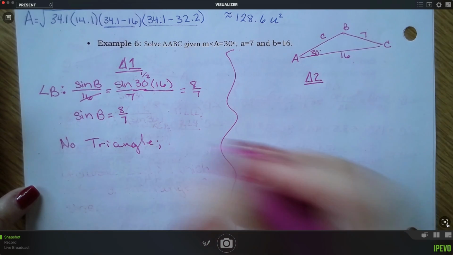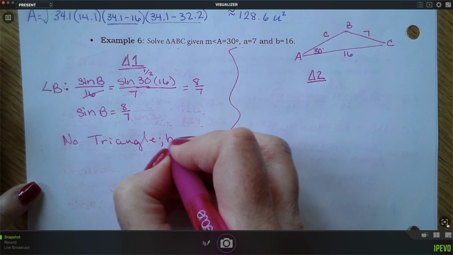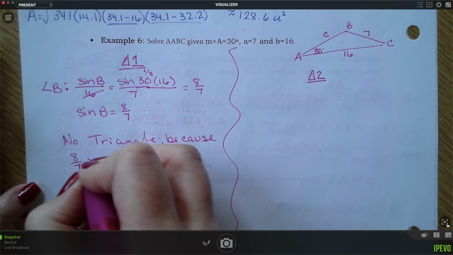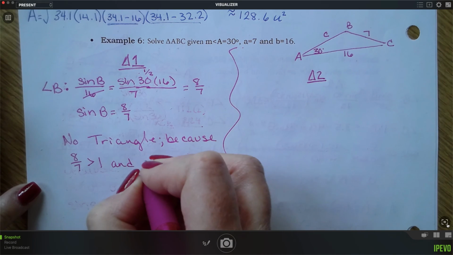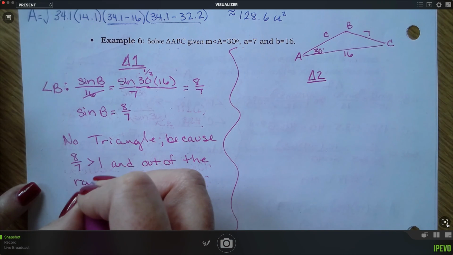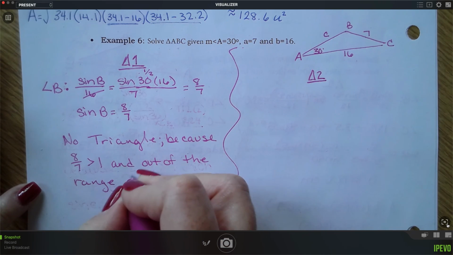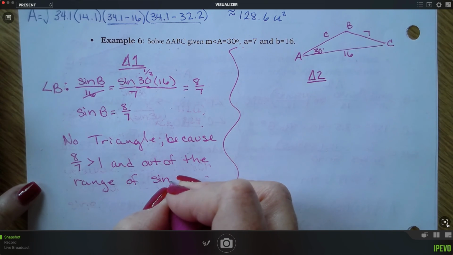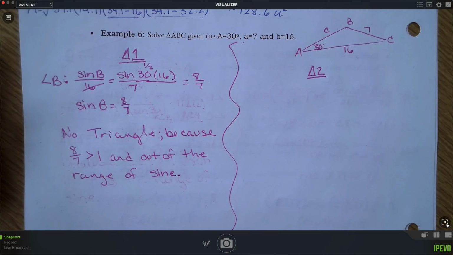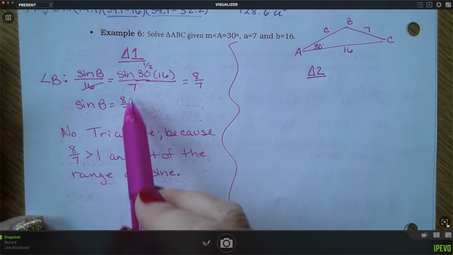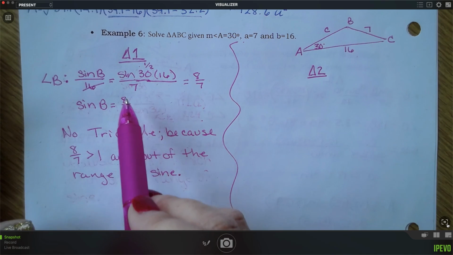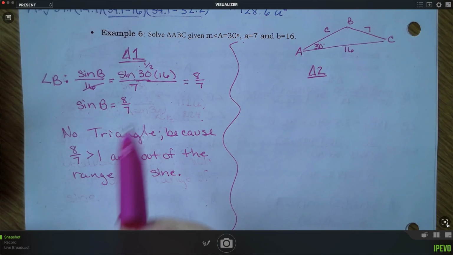And I have to say why, right? 8 over 7 is greater than 1 and out of the range of sine. At least there still wasn't a triangle. 224 is such a big number. We're trying to find an angle B, so whatever angle I put in there, this number has to be in between -1 and 1, right? And that is not. That is 1 and 1/7.